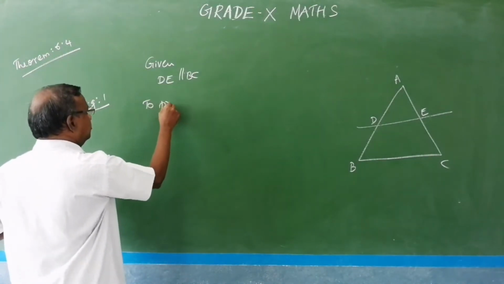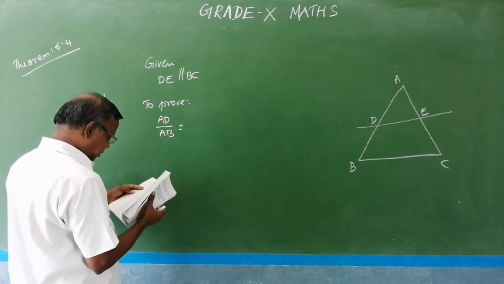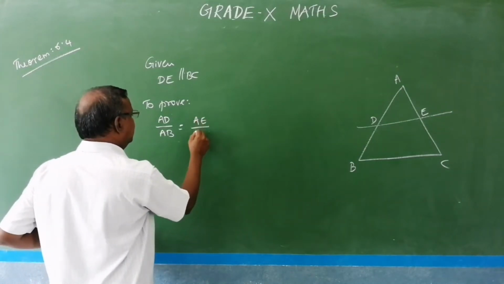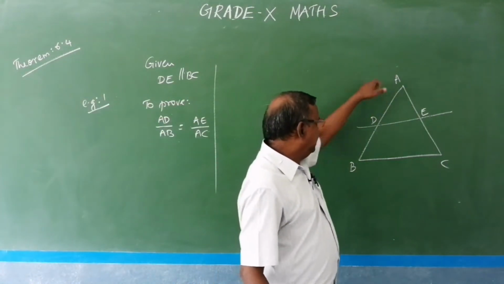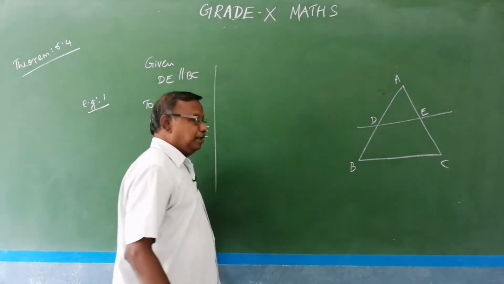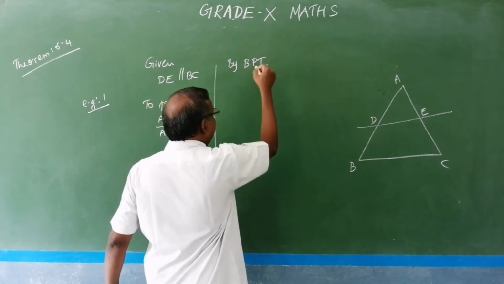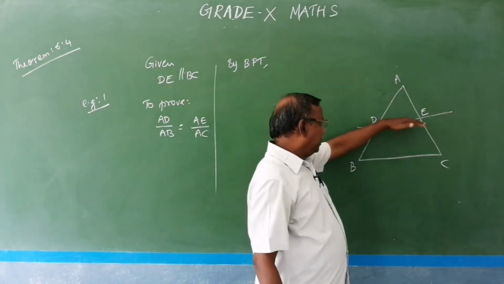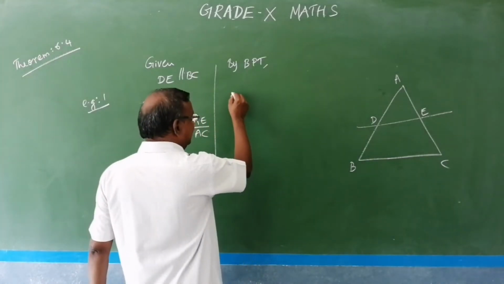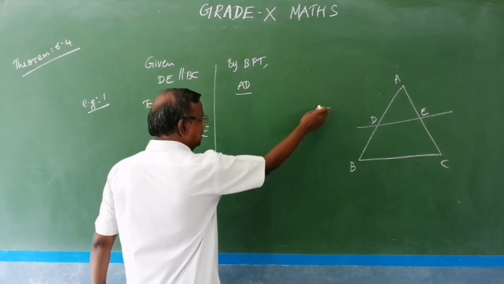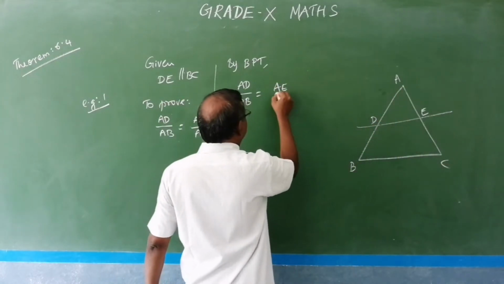To prove AD by AB equal to AE by AC. But by the basic proportionality theorem, BPT, we know that if a line is drawn parallel to one side of a triangle, then the other two sides are divided in the same ratio. So by BPT, we know that AD by DB equals AE by EC.